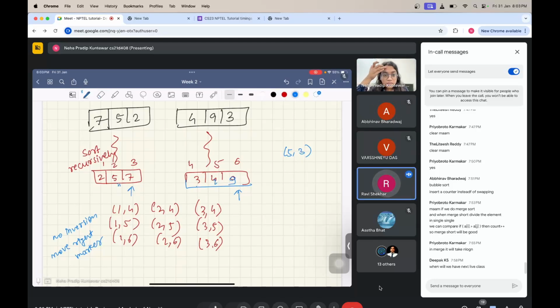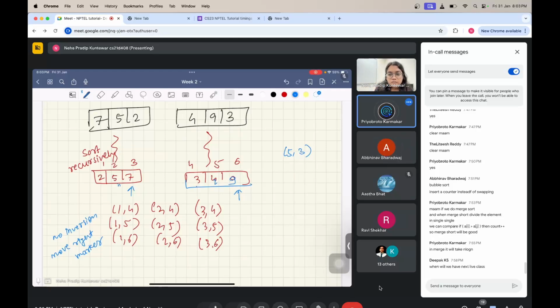But ma'am, 5 3 would be an inversion pair, no? And we have missed it. 5 3 and 5 4 both will be inversion pairs. We haven't missed it. The first inversion pair that you got was 5 4, and since 5 4 is an inversion pair, 5 3 is also an inversion pair.